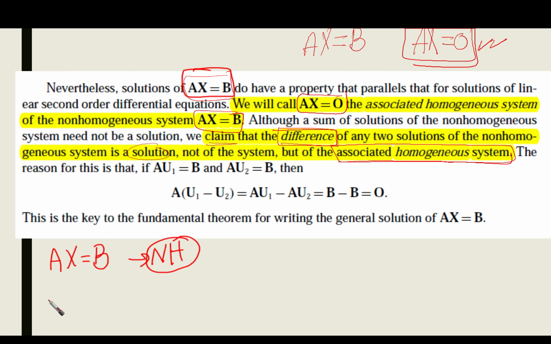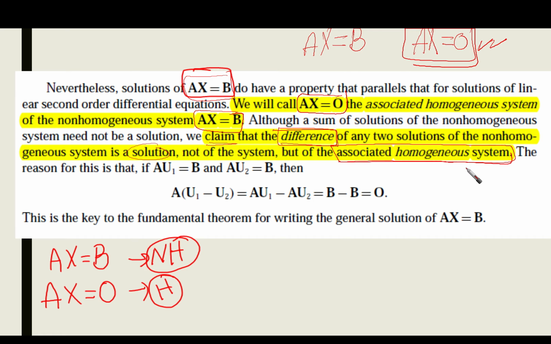Okay, we are going to find now that there is a system called the associated homogeneous equation, where the left hand side is the same as the non-homogeneous system, but the right hand side is going to be zeros, a vector of zeros. This we call H, homogeneous system. Okay, so we are going to claim that the difference of any two solutions of the non-homogeneous system is a solution not for this system, but for the associated homogeneous system.